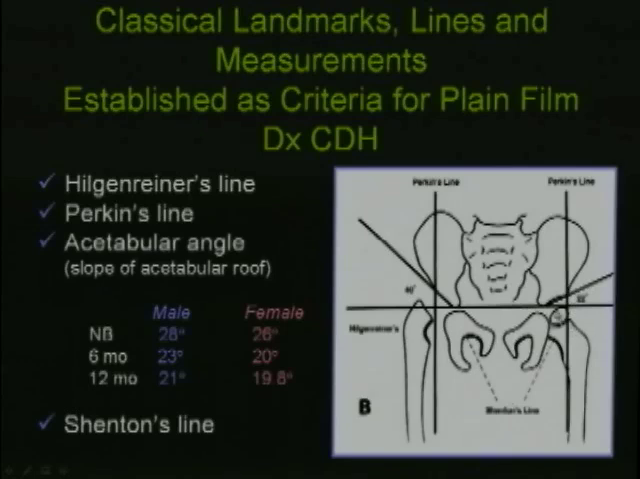So on this side, we see it looks normal. On the other side, if we were to extrapolate where the femoral head would be, it's obviously not in the medial inferior quadrant formed by the two lines.